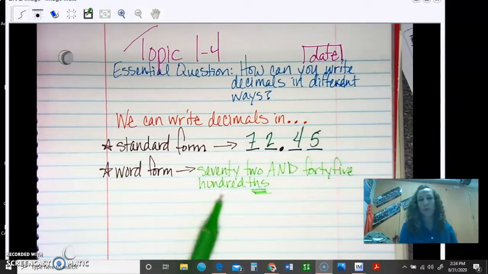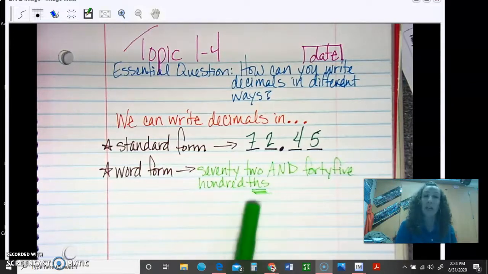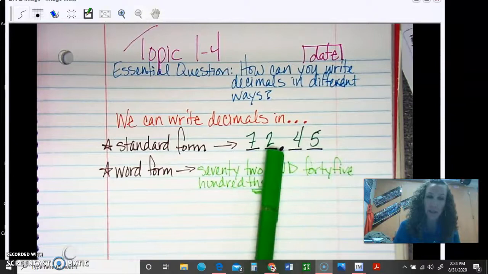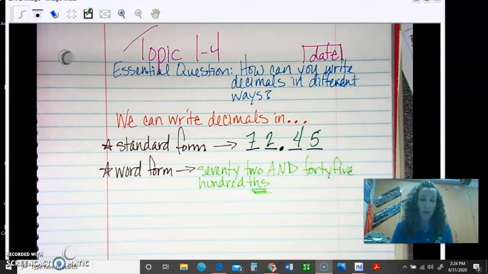Okay? Word form of that one right there is 72 and 45/100ths. I'm sure if your parents walk by when you watch this, think Mrs. Adams is nuts. But I need you to see the difference between hundreds and hundredths. Hundredths is that second space after your decimal point. Look at that chart I gave you on registration day, the day before school started, okay?